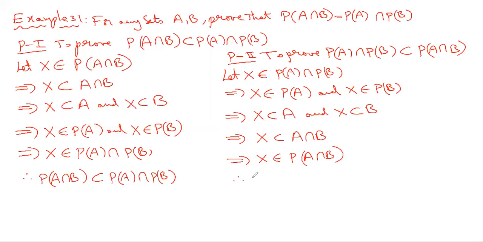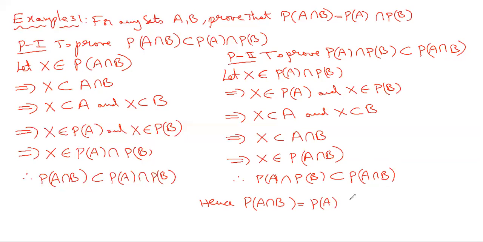And therefore, we get the conclusion that P of A intersection P of B is a subset of P of A intersection B. Hence, P of A intersection B is equal to P of A intersection P of B.